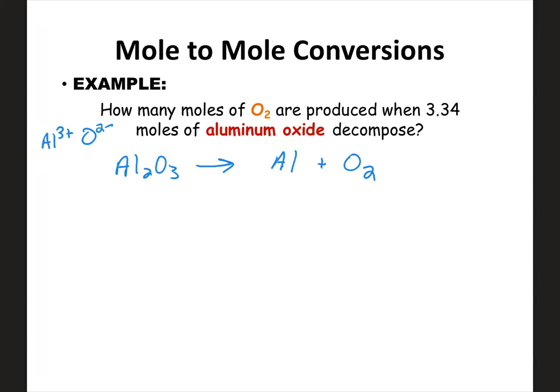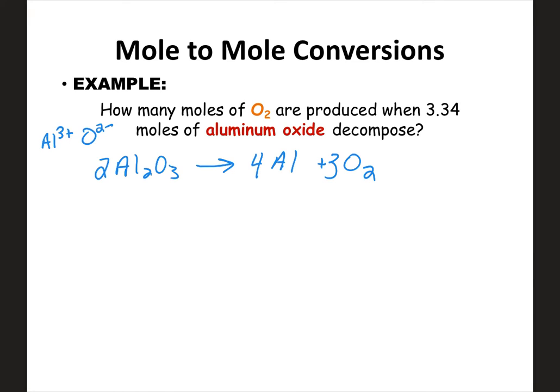Notice the problem only asked you about the O2, but there is another product here. The Al is still forming. So these are the products that form. Again, don't forget to balance it. When you do your balancing, you should end up with 2 here, 4 here, and 3 in front of the oxygen. So you need the balanced equation first once you realize it's stoich.